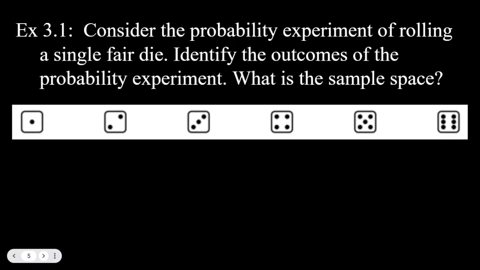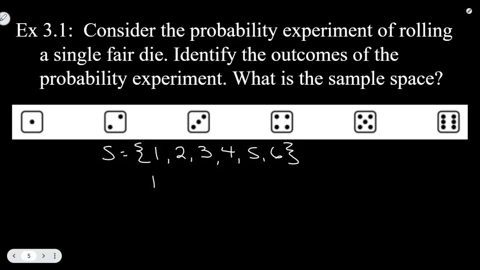Example 3.1, consider the probability experiment of rolling a single fair die. Identify the outcomes of the probability experiment and what is the sample space. So I'm going to write down our sample space. Our sample space is we could get a 1, or we could get a 2, or we could get a 3. We could get a 4, a 5, or a 6. Those are the different numbers in our sample space. And as far as outcomes, if we're rolling a single fair die and we're only rolling it one time, the outcomes would be these individual numbers.